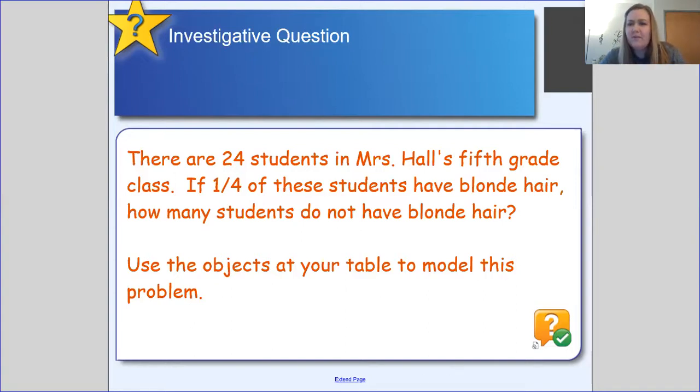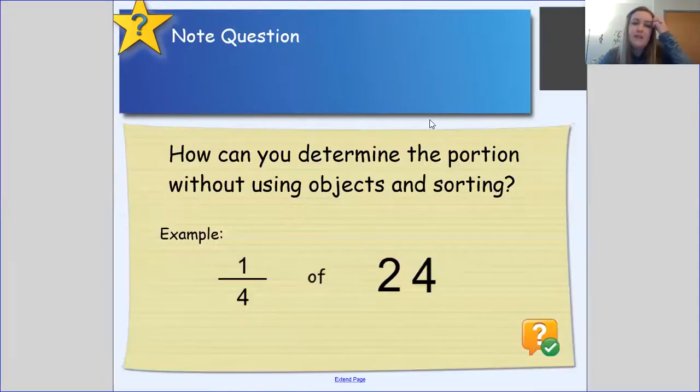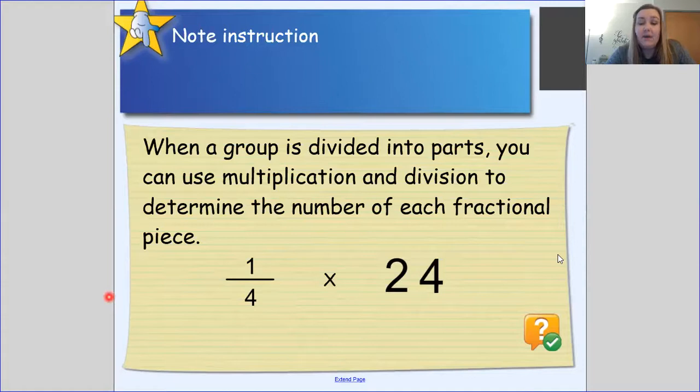So let's go ahead and figure out how we can do this with other problems. If you were to go ahead here, how can you determine the portion without using objects or sorting and such? Sometimes sorting is super helpful, but this might help us. So your example would be a fourth of 24, just like they were saying. When a group is divided into parts, you can use multiplication and division to determine the number of each fractional piece.